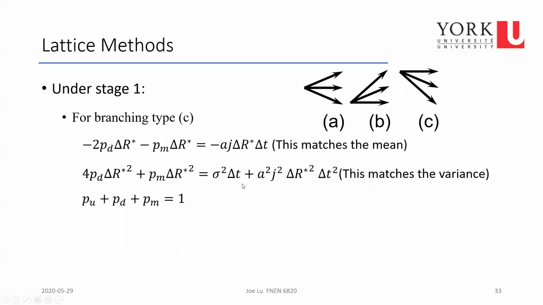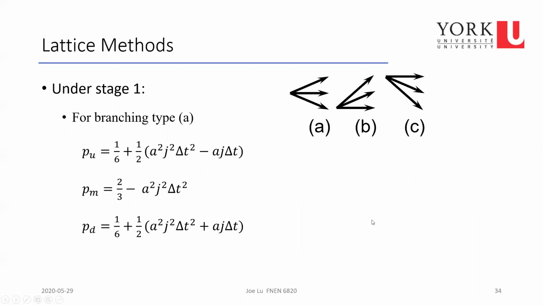Now for type C, the first one gets dropped out. The second one, the D one, is 2 steps down. The medium one is one step down, so minus only 1 delta R. Here is minus 2 delta R. That matches the mean. This matches the variance. You got this condition. So you can solve that for the probabilities.